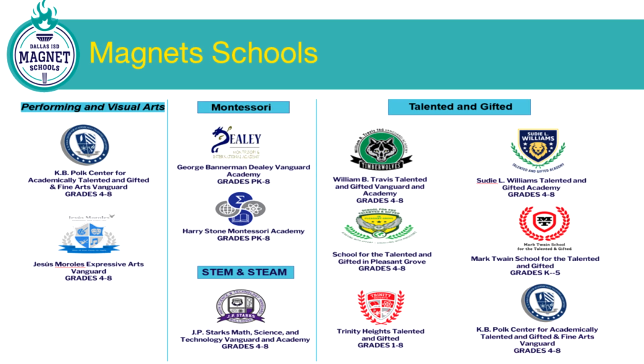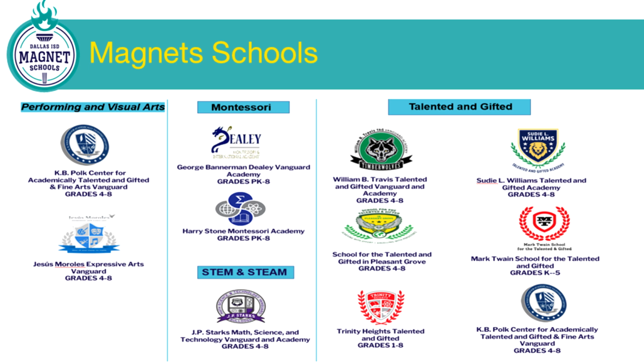These are our wonderful magnet campuses that we have to offer for elementary schools. So for performing arts, we have 2 wonderful performing arts schools. We have KB Polk, and we also have Jesus Morales Expressive Vanguard. For your Montessori programs, as mentioned earlier, we have 2. We have Dealey and we have Harry Stone. We also have a wonderful STEAM program.